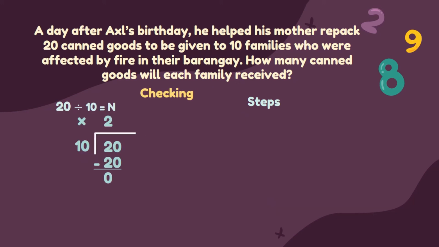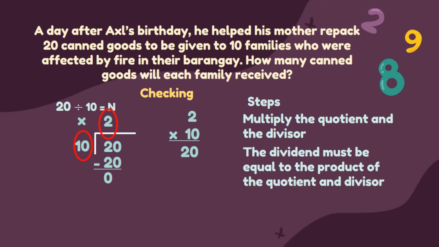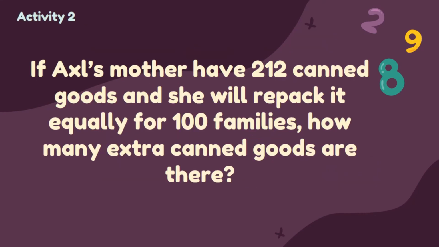To check if our answer is correct, we need to multiply the quotient and the divisor. 2 times 10 is equal to 20. The dividend must be equal to the product of the quotient and divisor. Therefore, our answer is correct.